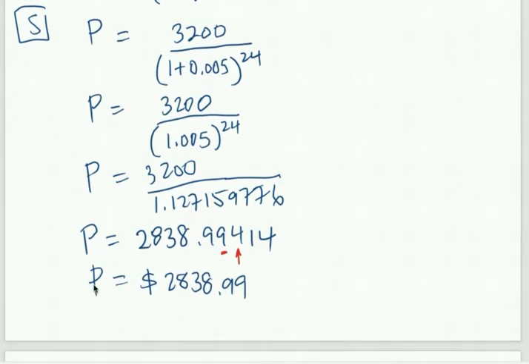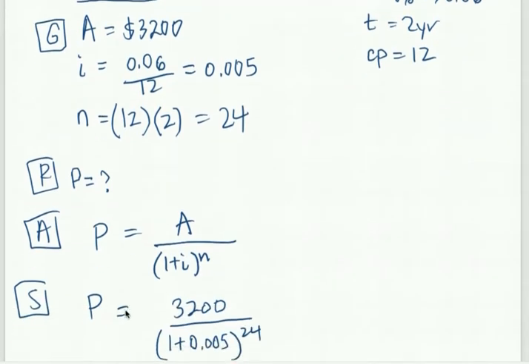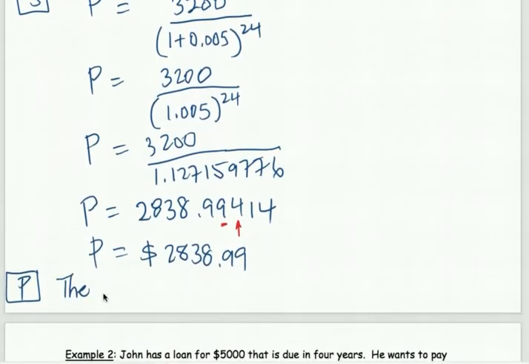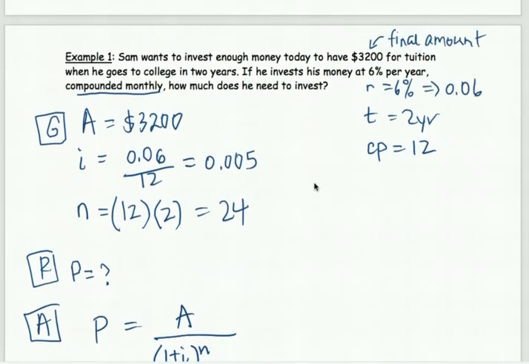Okay, so this is the principal, the present value. So if I write this, the present value, or what did they call it? They said, how much money would you need to invest? So we can write that instead. So the money to invest is $2,838.99.